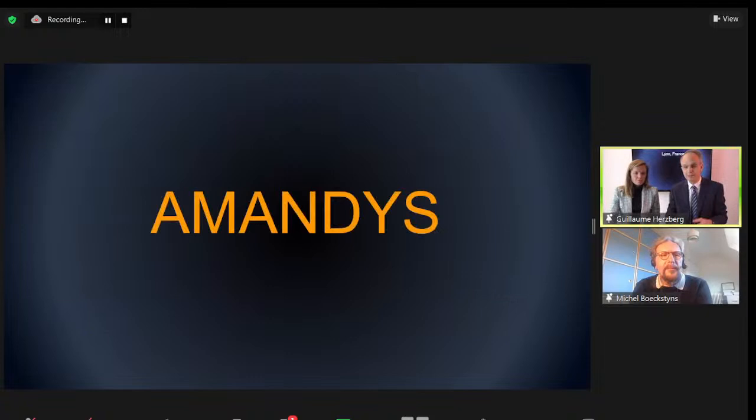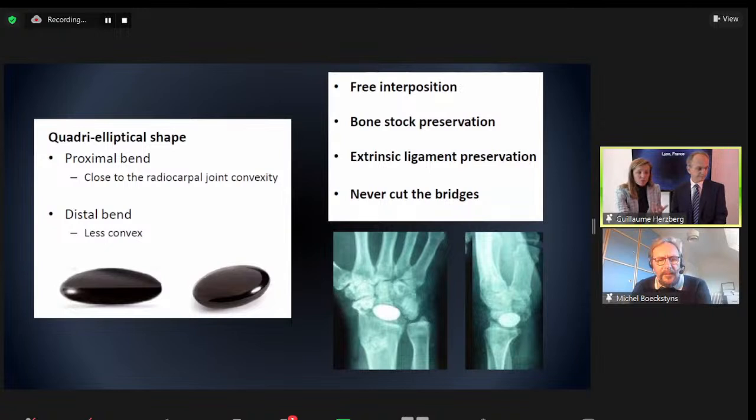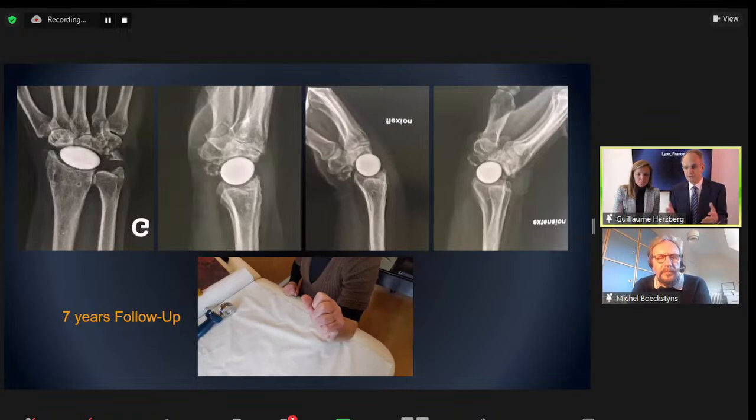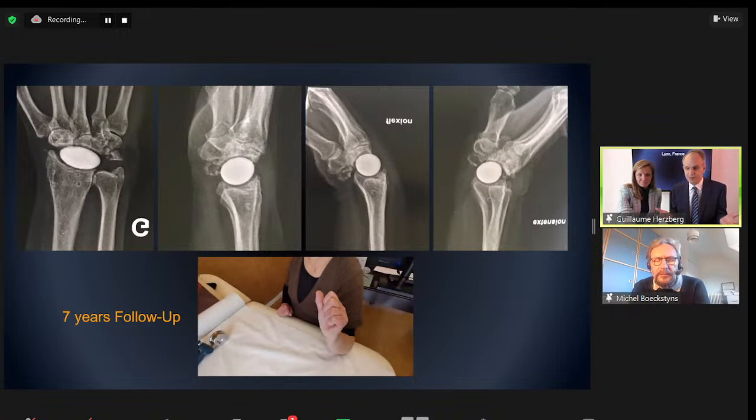So now a word about the pyrocarbon. Of course, there is a stock preservation. You don't cut the bridge for any other procedure, either fusion or total wrist arthroplasty, which can be interesting. This is an example and a case report at 7 years follow-up. So again, now this is a solution. We found the solution. There is pyrocarbon. This is what we think.